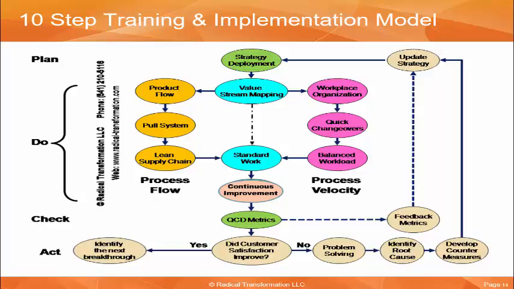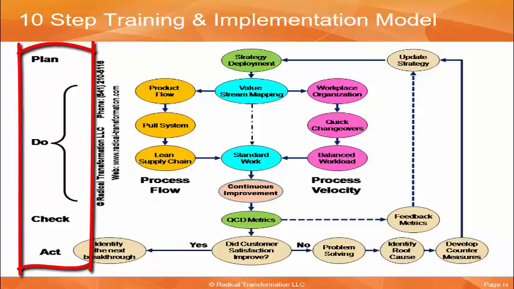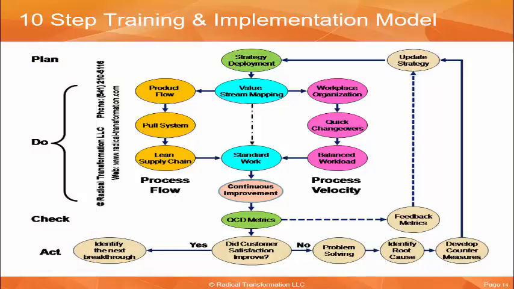Here we have a layout that shows the 10-step training and implementation model and how it all fits together. On the left-hand side of the slide, you can see the Plan, Do, Check, Act, or the PDCA, and then you can see how that relates to all of the different steps that have been laid out in the 10-step model. Step 1, strategy deployment, is at the top. That's defining everything that happens. Then it comes down into step 2, value stream mapping. We then go to step 3, workplace organization. Step 4, product flow. Step 5 says quick changeovers here, but it's actually process downtime as well.